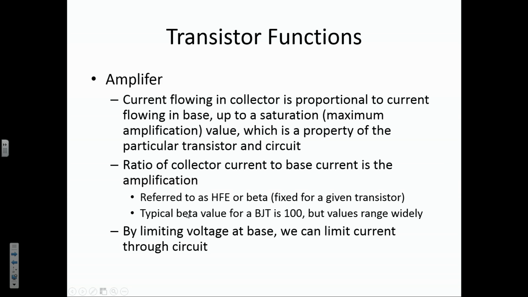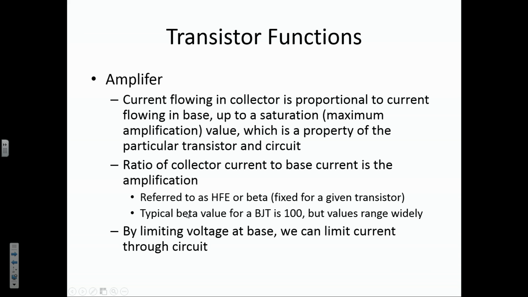So we talked a little bit about switches as a use for transistors. What about amplifiers? Well, the current flowing in the collector, remember we talked about flow between collector and emitter, the current flowing in the collector is proportional to the current flowing in the base. That is up to a saturation level or saturation value. That's a maximum that it can amplify. This is a property of a particular transistor and circuit. So the ratio of the collector current to the base current is the amplification.